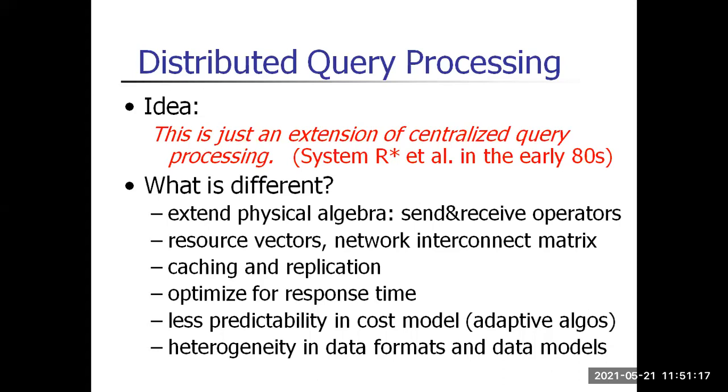Then there are send and receive operators and resource vectors, network interconnect matrix, caching and replication. Then there is optimization for response time, unpredictability in the cost model, and heterogeneity in data formats and data models. So these are the particular things by which query processing is different from our previous database management systems.